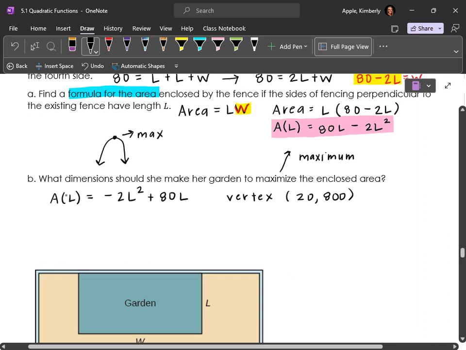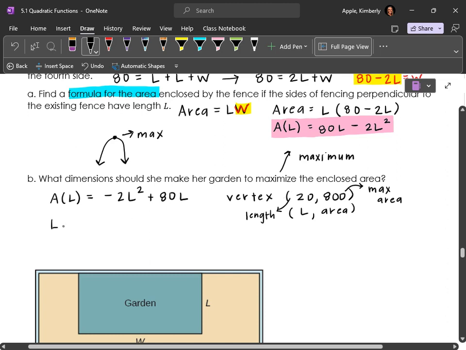But looking at this function, the input is L and the output is area. And that's exactly how we're going to use this. So this is the maximum area, because that's at the maximum or the vertex. This is the max area, and this is the associated length that will give us that maximum area. Different lengths will give us different areas inside of that shape, but if we find the vertex, we do have the maximum.